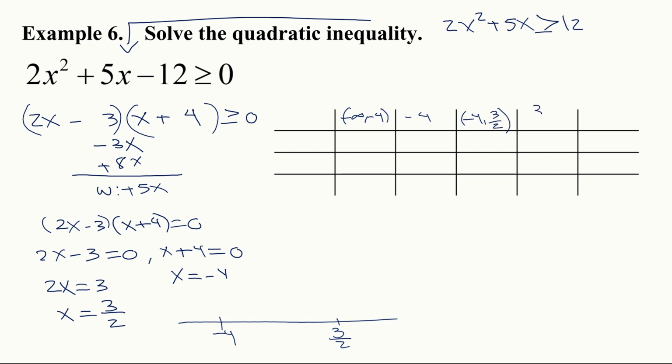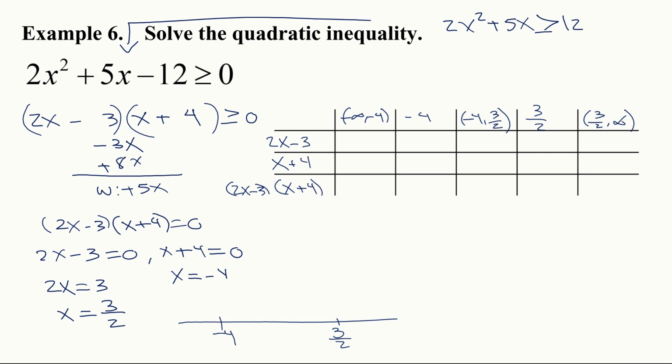Then we'll look at 3/2 itself. And then we're going to look at the region to the right of 3/2, so 3/2 to infinity. Again, the factors are 2x minus 3 and x plus 4. After we're done finding those signs, we're going to determine the sign of the product of 2x minus 3 and x plus 4.